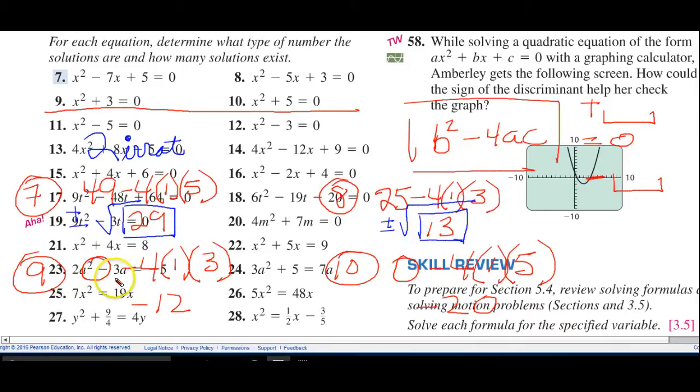Now this one, as we substitute, notice there is no b term here in number 9. So b is 0. So we end up with a negative 12. And these will be two, again under the radical sign, imaginary number solutions. And there is no b in number 10. So b is 0. And this gives you a negative 20 under the radical sign.